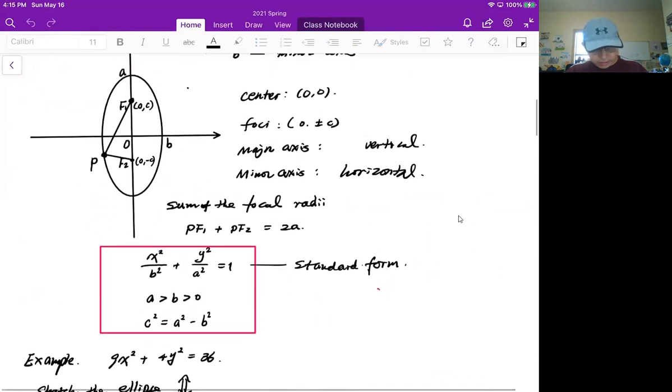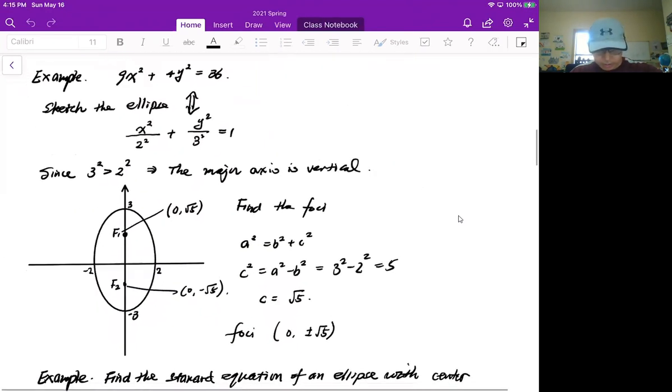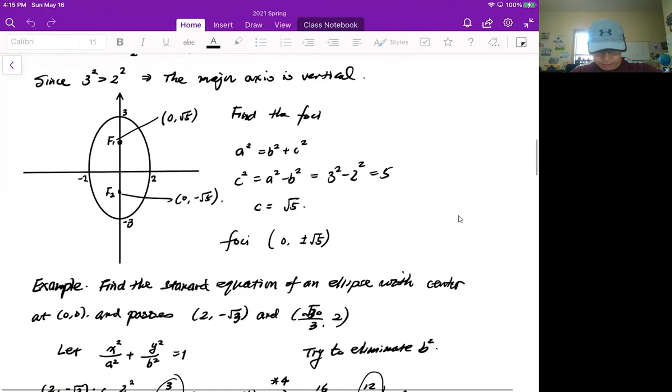So this is the ellipse, and for this ellipse here, the major axis is on the vertical axis, right? So in this case, the A should be from the y-axis here. We usually assume that A is bigger than B is bigger than zero, so we always have that one here. And this is the same thing.